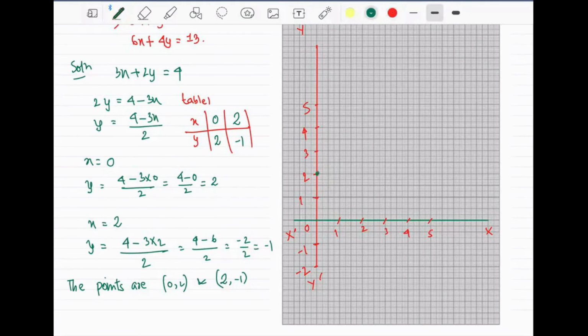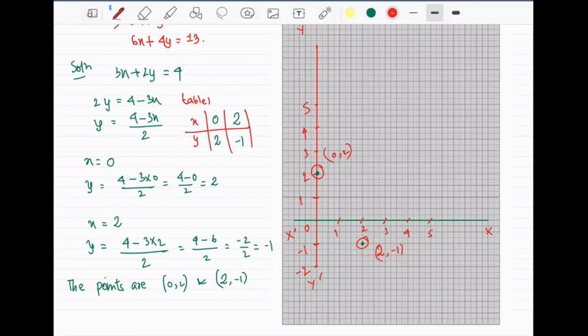So this point right here, this is what now? This is 0 comma 2 comma minus 1. Go 2 points on the x-axis. Minus 1 means you have to go 1 point downwards. 1 point downwards is up to here, right? So this is 2 comma minus 1.